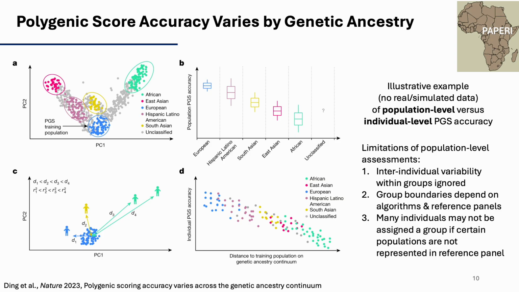This paper by Ding et al. suggests that evaluating PGS accuracy at the individual level circumvents these issues and provides more information on PGS accuracy, allowing you to see that PGS accuracy can also vary within populations due to the genetic variation that exists within populations. Panel C demonstrates that instead of assigning individuals into groups, they can be assigned a value indicating their genetic distance from the center of the training population used to develop the PGS. As shown in Panel D, you can then use this information to see how PGS accuracy changes by genetic distance from the training population.